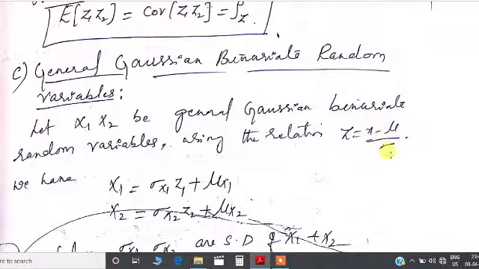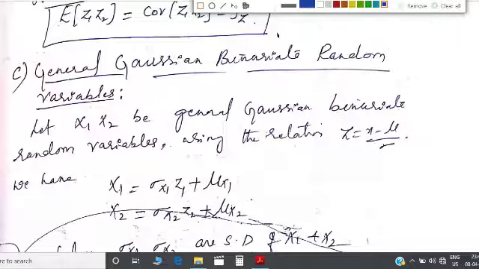If we rewrite this in terms of Z, it gives X is equal to sigma Z plus mu. This is a standard relation. We call it the relation between the standard normal variate and the normal variate. So please remember, always X stands for the normal variate and Z stands for the standard normal variate.